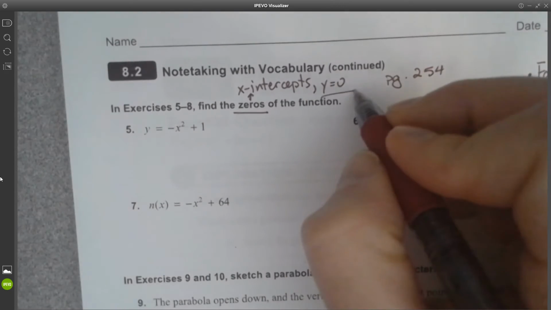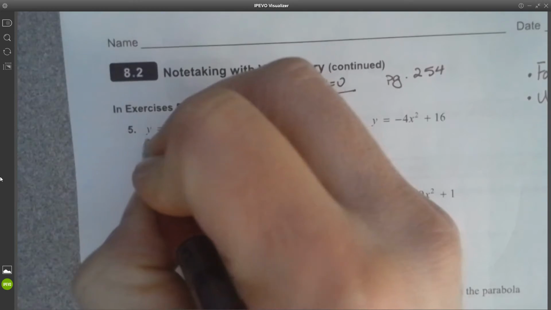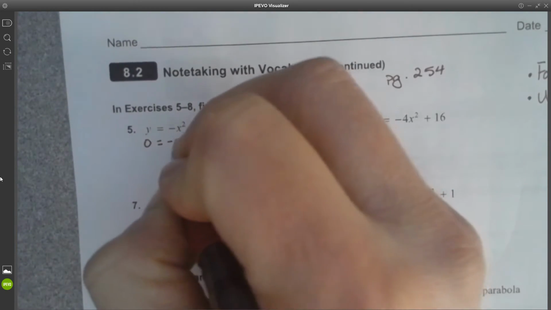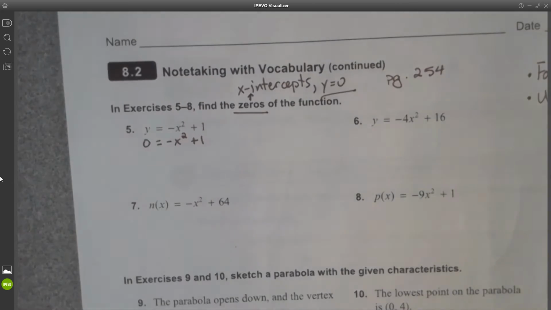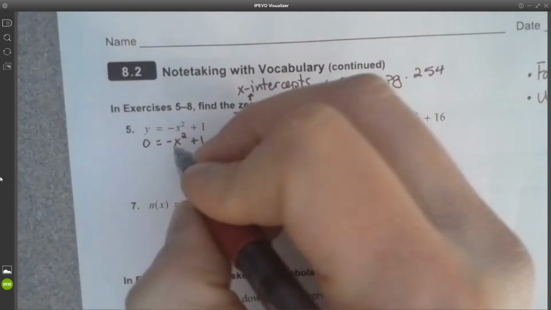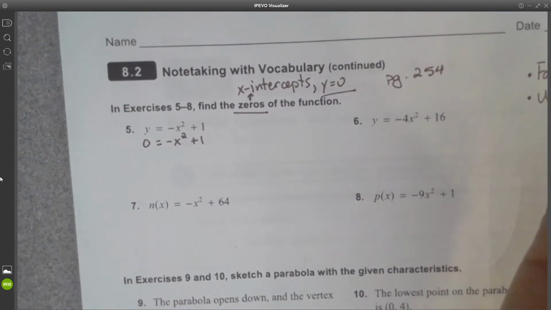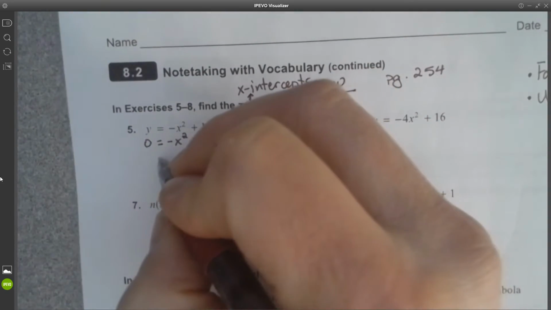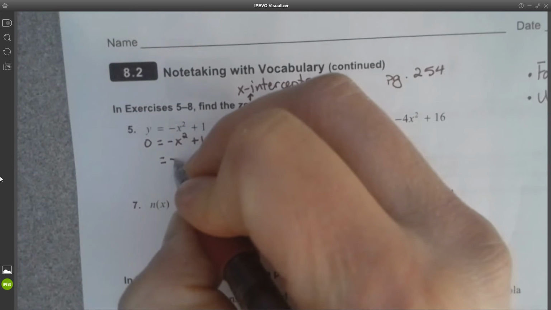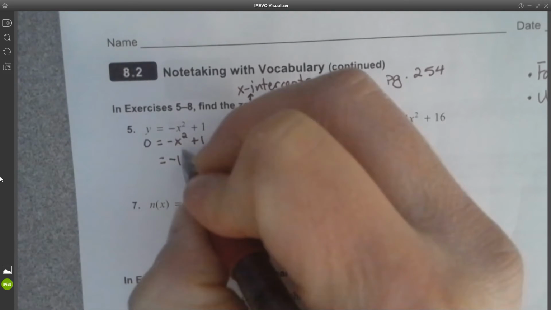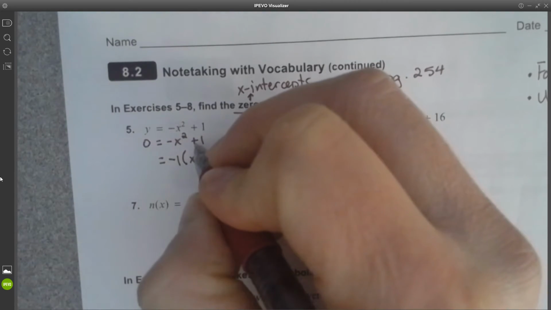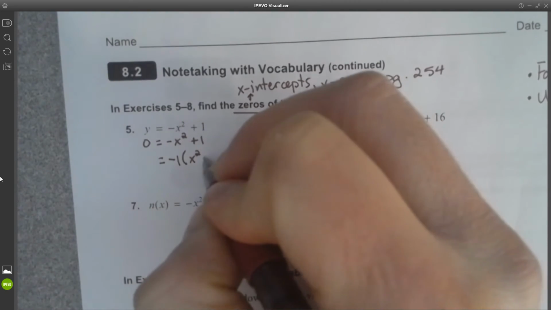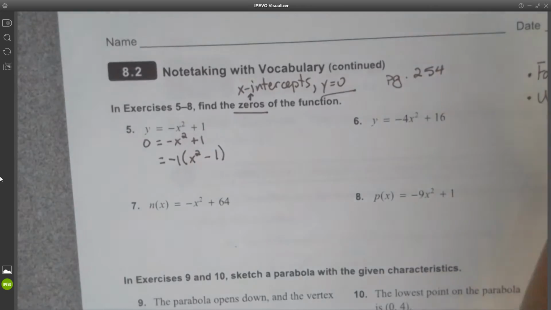Since y is equal to 0, first thing is set y equal to 0. Then we have negative x squared plus 1. If I wanted to factor this, I don't like my x squared being negative. So first I will factor out a negative 1, so divide negative 1 out. That gives me positive x squared, and positive 1 divided by negative 1 is minus 1.